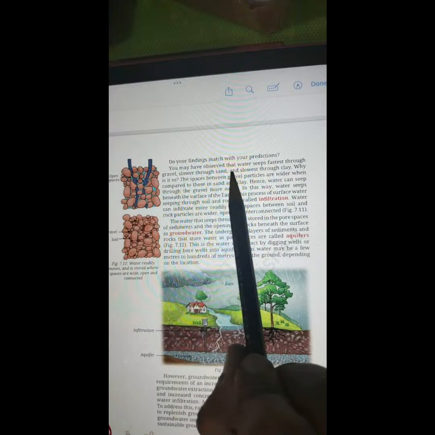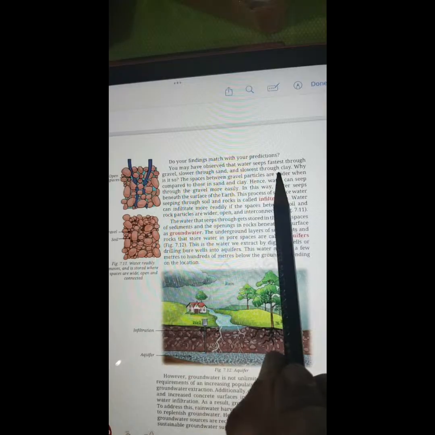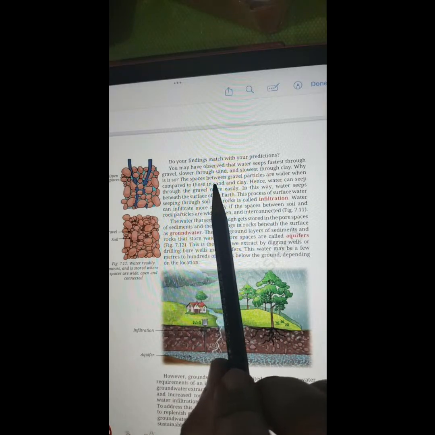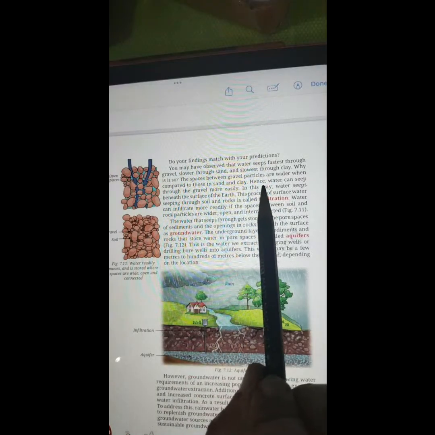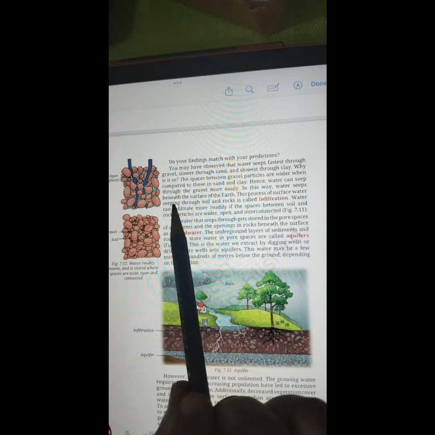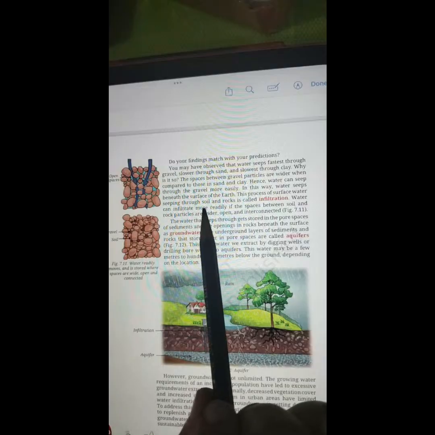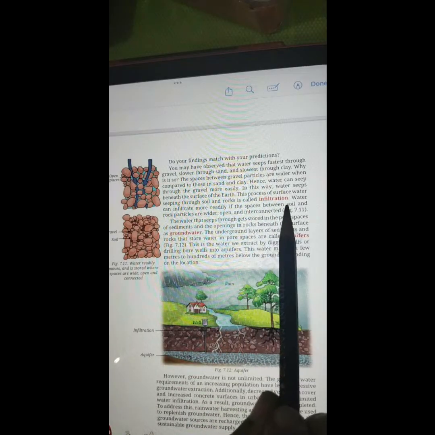You may have observed that water seeps fastest through gravel, slower through sand, and slowest through clay. Why is it so? The spaces between the gravel particles are wider when compared to those in sand and clay. Hence, water can seep through the gravel more easily. In this way, water seeps beneath the surface of the earth. This process of surface water seeping through soil and rocks is called infiltration.